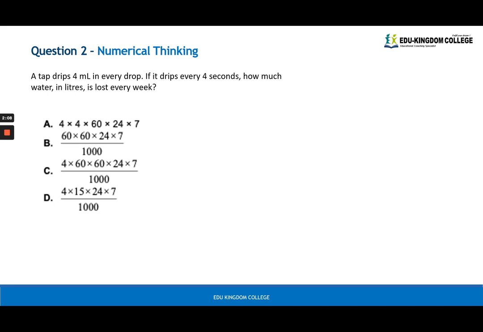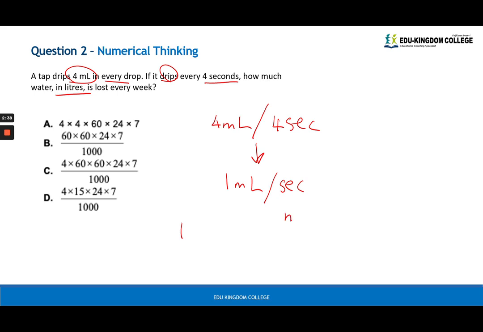Okay, so a tap drips 4 mils every drop. If it drips every 4 seconds, how much water in liters is lost every week? 4 mils, it drips every 4 seconds, so per 4 seconds. What does that essentially mean? That means it's 1 mil per second, right? So we're going to take that 1. How many seconds are in a minute? 60, right? So 1 times 60 per minute.